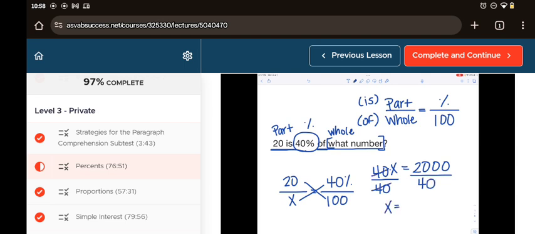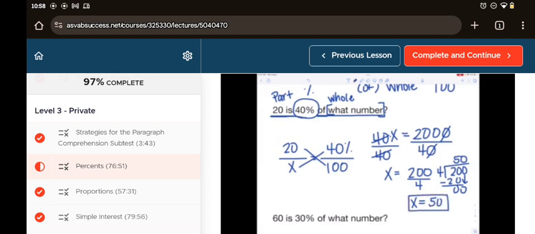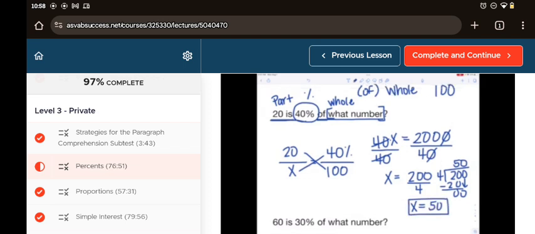I'm left with x by itself on one side of the equal sign. Here, I can cancel out a 0 that's in common on the top and the bottom because they're at the end of the number. This leaves me with 200 over 4, or 200 divided by 4. When I divide 200 by 4, what I get is 50. So x equals 50. What does this mean? This means that 20 is 40% of 50. If I take 40% of 50, I would get 20. Okay?